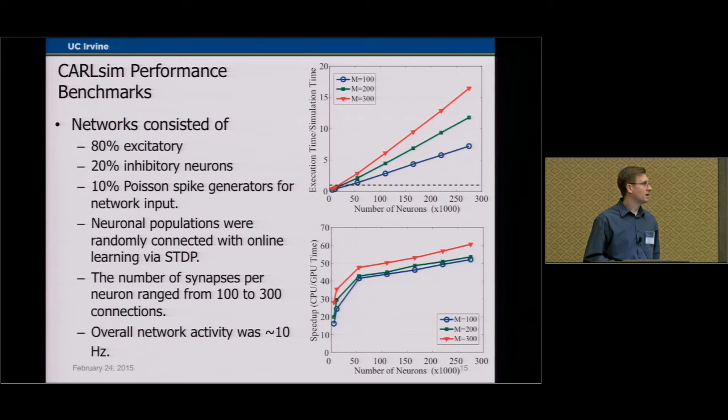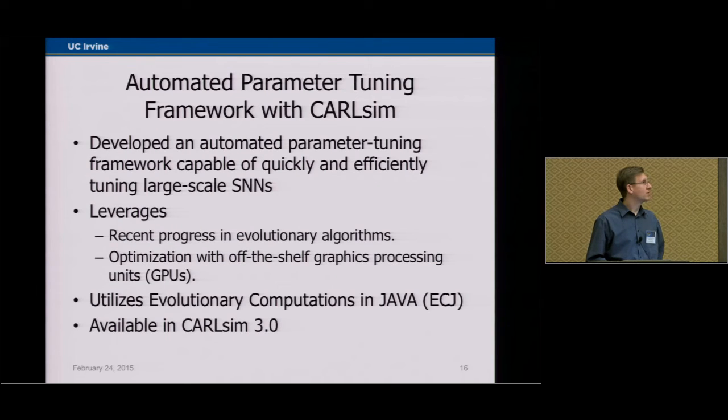Another nice graph is this one: here's the number of neurons we're simulating, and here's the speedup compared to a single-threaded CPU implementation. You can see that when you have about 250,000 neurons with about 300 synapses per neuron, you get a speedup of about 60 or 65x, which is pretty good. So this allows you to run some pretty big simulations. Now I'm going to talk a little bit about the automated parameter tuning framework that we have in CARLsim.